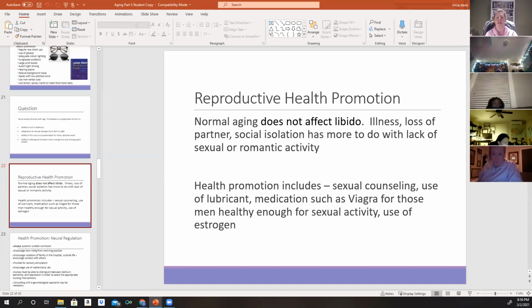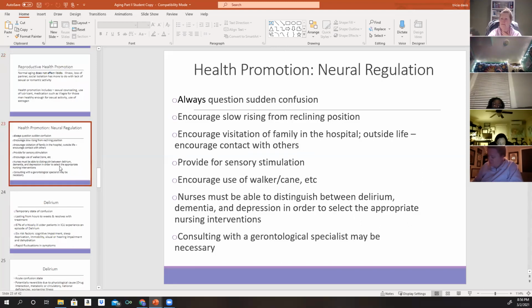For men, we can recommend medication such as Viagra. And then the use of estrogen is very helpful for women sometimes, but it does come with side effects. A lot of cancers, so you have to leave that up to the doctor, but you can advocate for them and recommend that.